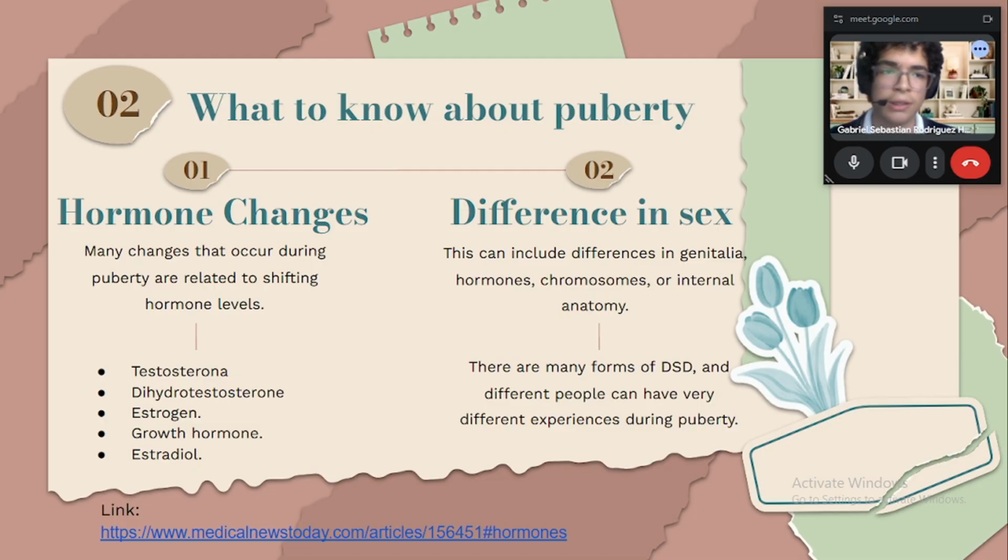In differences in sex, the second point, this can include differences in genitalia, hormones, chromosomes, or internal anatomy. There are many forms of DSD, and different people can have different experiences during puberty. Not everyone will have the same experience. So this information was taken from medicalnewstoday.com.